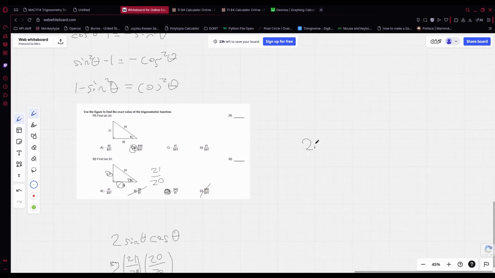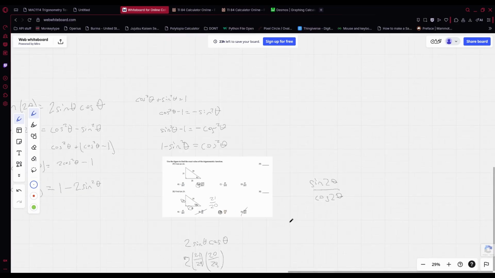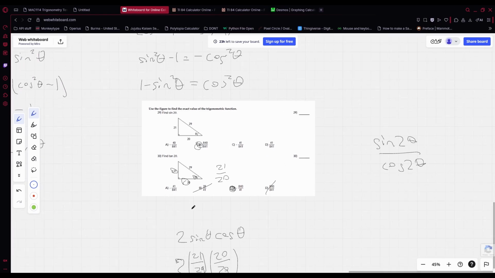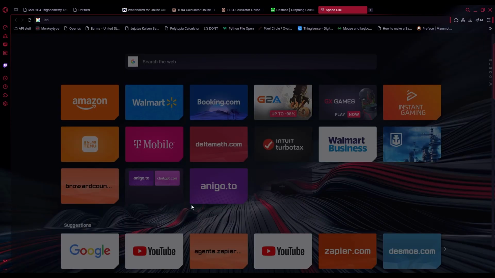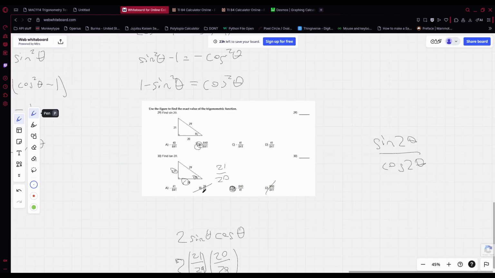Alternatively, you could just do sine 2 theta over cosine 2 theta, but you have fun doing the algebra for that, because I'm going to be on the next question after using my calculator. I'm not doing that. If you need to know the formula, let me look it up. Tangent double angle formula is 2 tangent theta over 1 minus tangent squared theta. Yeah, no, I could not be bothered. Use your calculator.